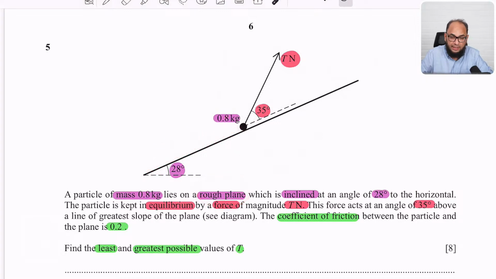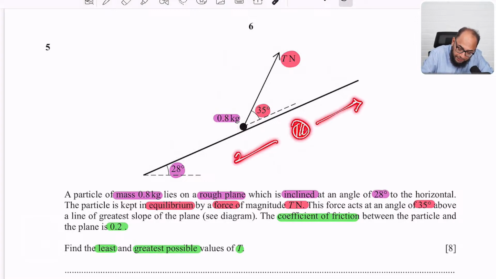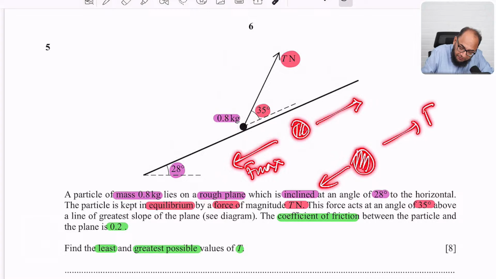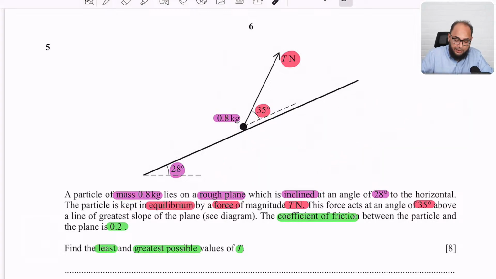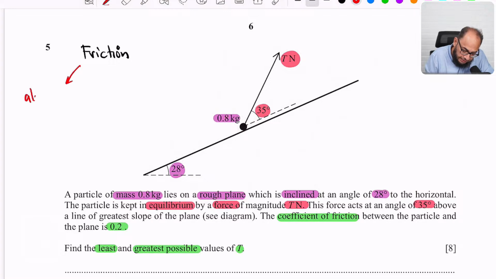And now comes the rough part, the rough plane. That is, if the particle is about to move up, then friction is down. Or the particle is about to move down, therefore friction is up. Friction always opposes motion. Let me write it down. So friction, 2 things about friction. Always opposes motion. And the next thing, that is friction always acts parallel to the surface.